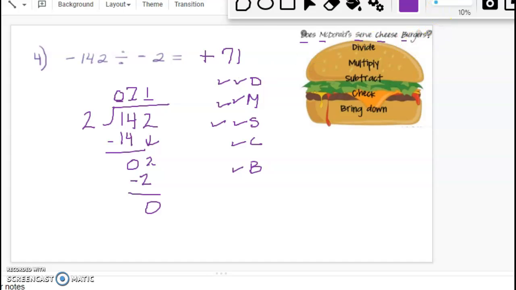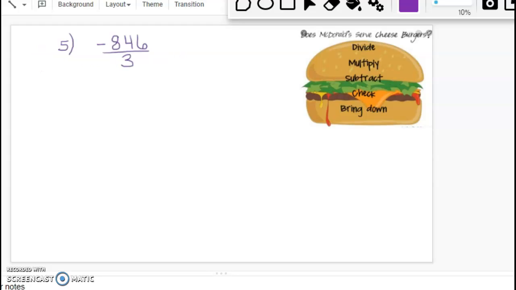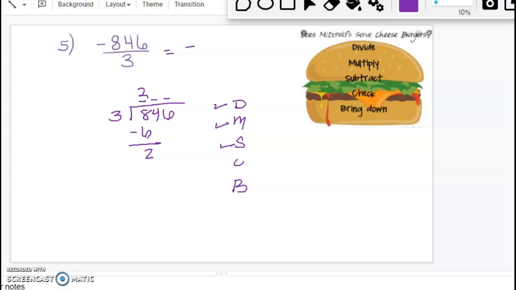Okay, let's try another one. All right, negative 846 divided by 3. Well, the signs are different, so my answer is going to be negative. Let's set up our problem. All right. Does McDonald's serve cheeseburgers? We have 3 numbers here. 3 goes into 8 twice. Multiply. 2 times 3 is 6. Subtract 2. Check. 2 is less than 3. Bring down the 4.